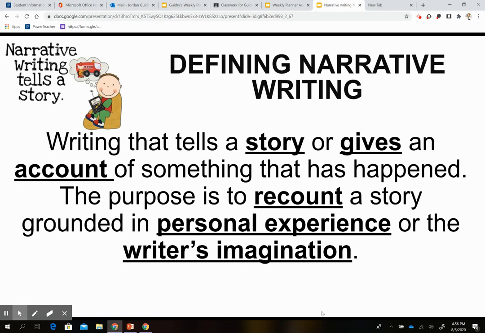So, what is narrative writing? Narrative writing is defined as writing that tells a story or gives an account of something that has happened. The purpose is to recount a story grounded in personal experience or the writer's imagination. Narrative writing is going to be any type of writing that tells a story, whether it is a story that is completely make believe, which is what we call fiction, or a narrative about your life, which could be like a memoir or an autobiography. So, something that's going to tell a story or events that happened in order.